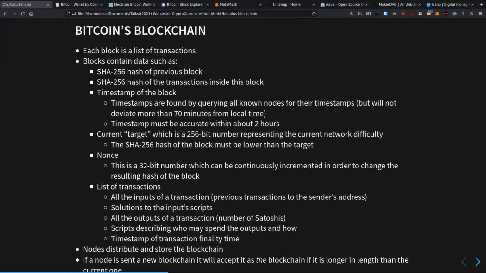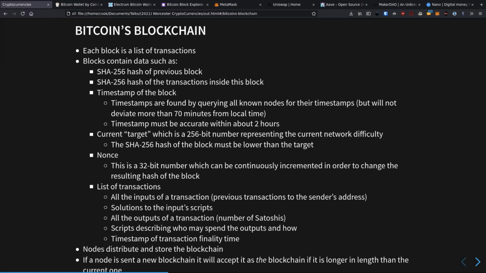So that's how you make it difficult for nodes to mine. And then you have the nonce. It's just a 32-bit number which you can continuously change in order to affect the hash value. So you could go through every possible 32-bit number and try what the new hash of the block is until it's underneath the target. And then you have the list of transactions.